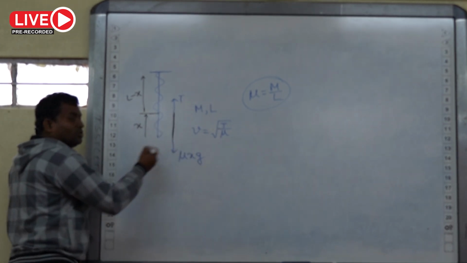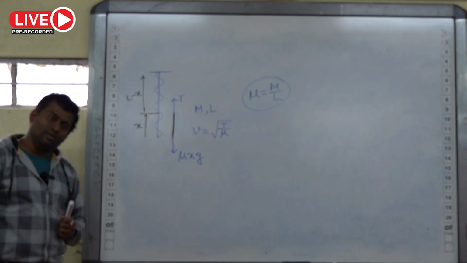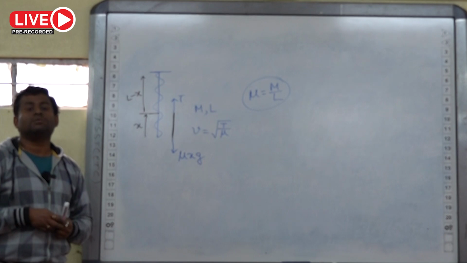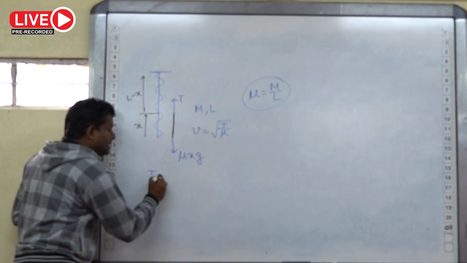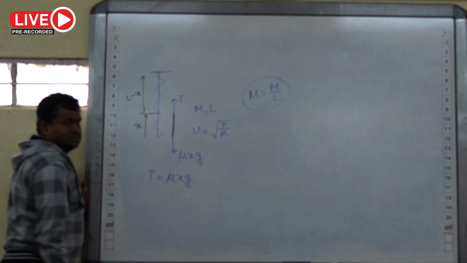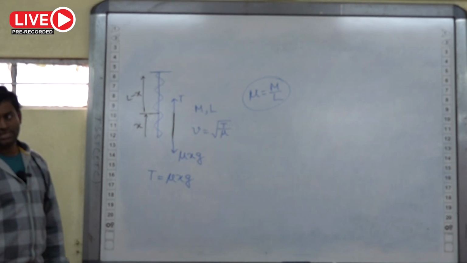So until these two forces are equal, the string cannot be in vertical equilibrium. Vertical equilibrium means the net force along the vertical direction will be balanced. So from this we can write T equal to mu x g.